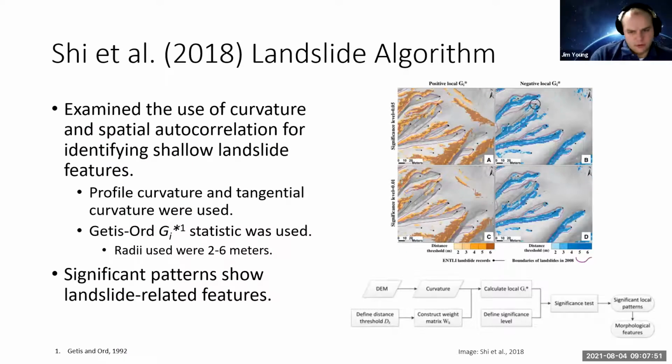So the Xie et al. algorithm, one of the main focuses of this study, examined the use of curvature and spatial autocorrelation to identify shallow landslide features. In the original study, both profile curvature and tangential curvature were used, with the Getis-Ord Gi* statistic being used for the spatial autocorrelation, with distance weighting radii of 2 to 6 meters. And their results show that significant patterns can show landslide-related features.